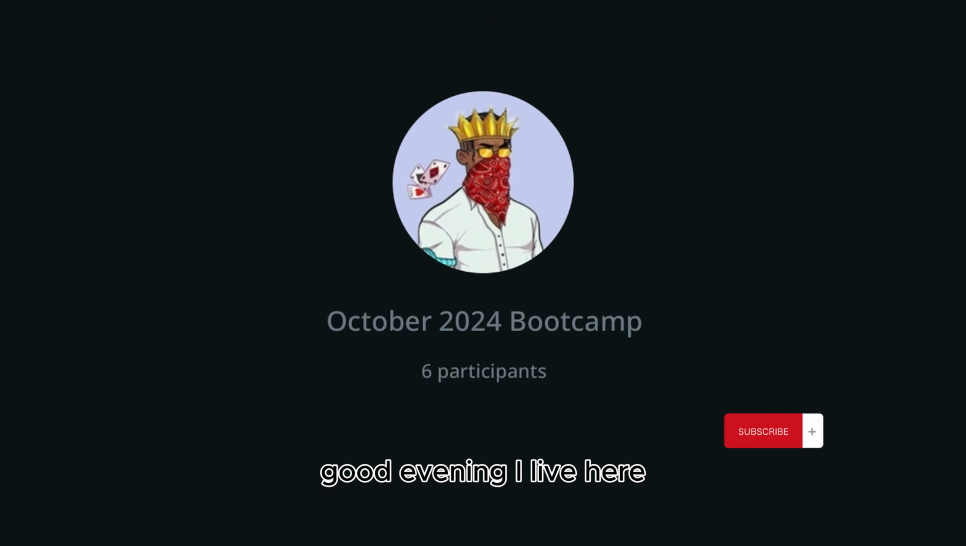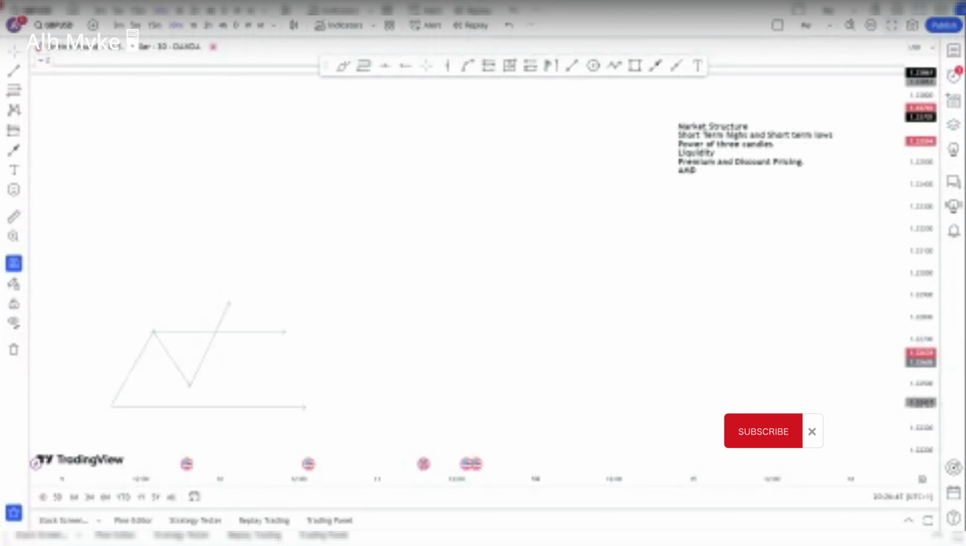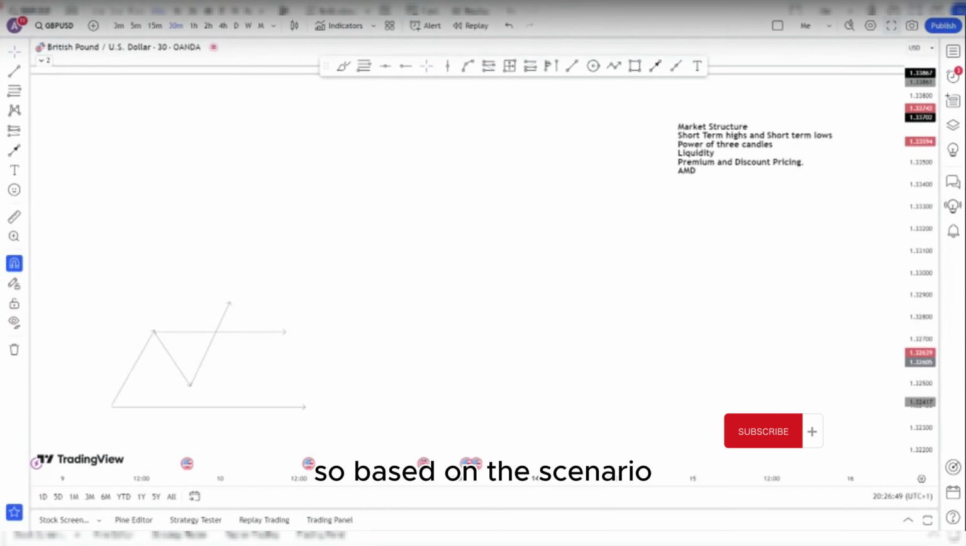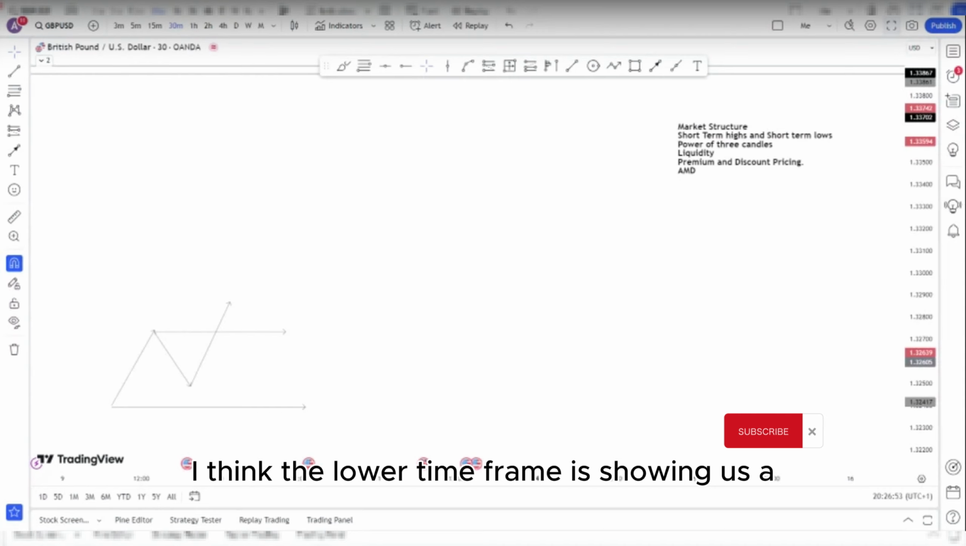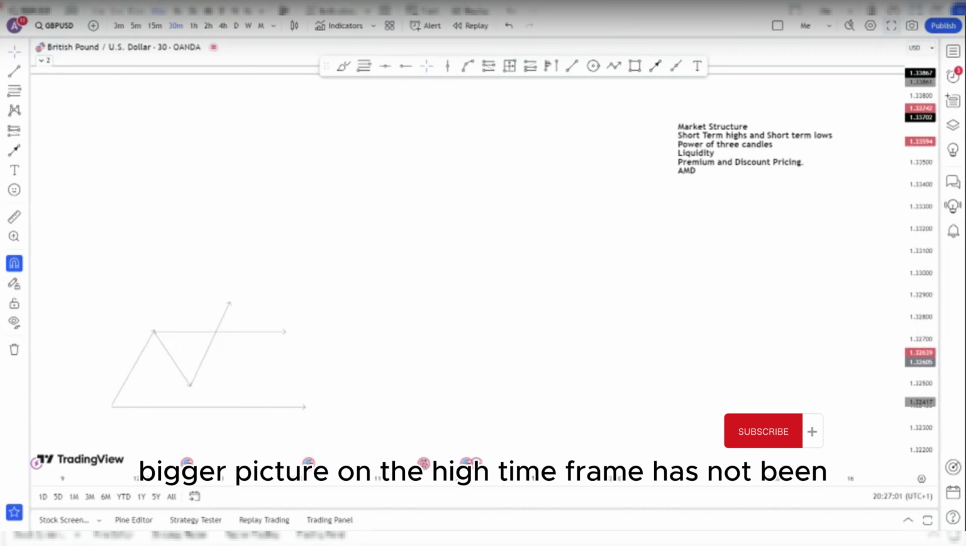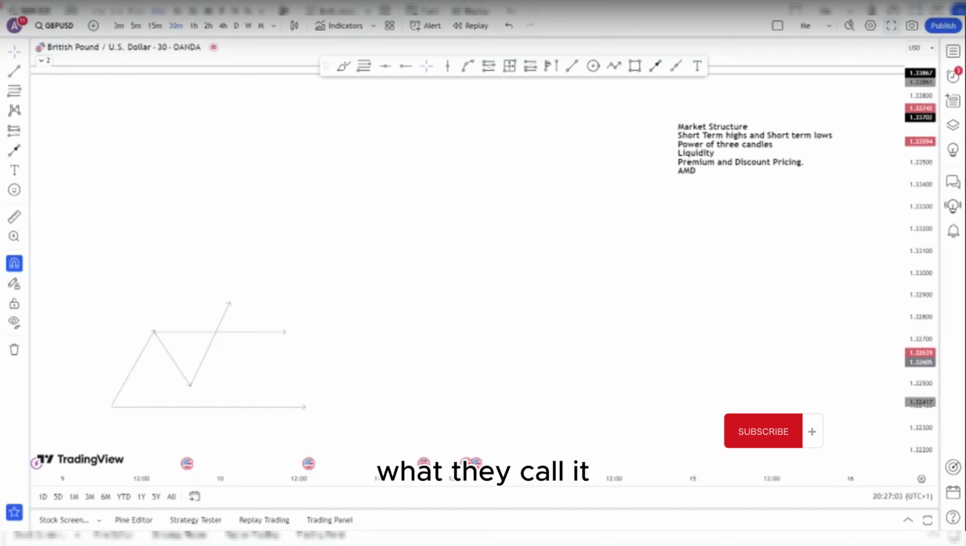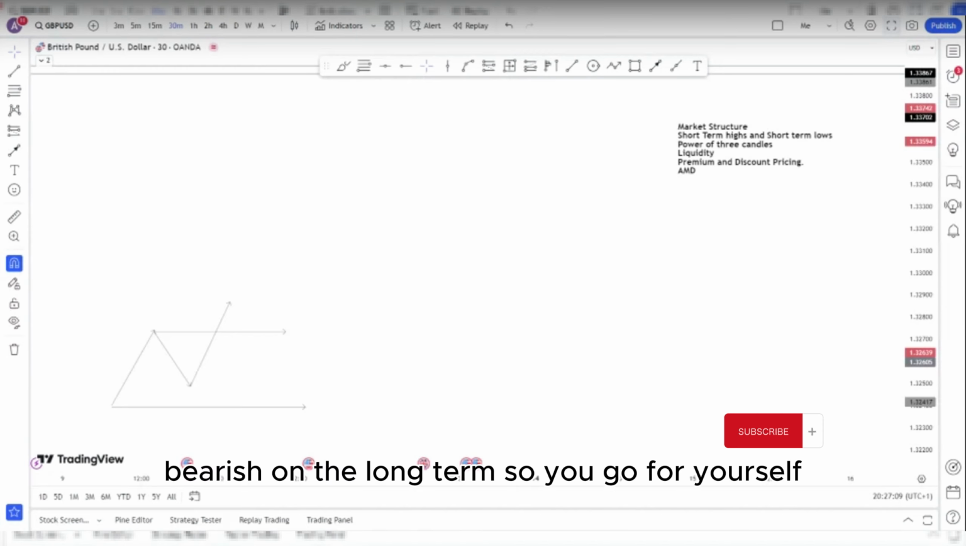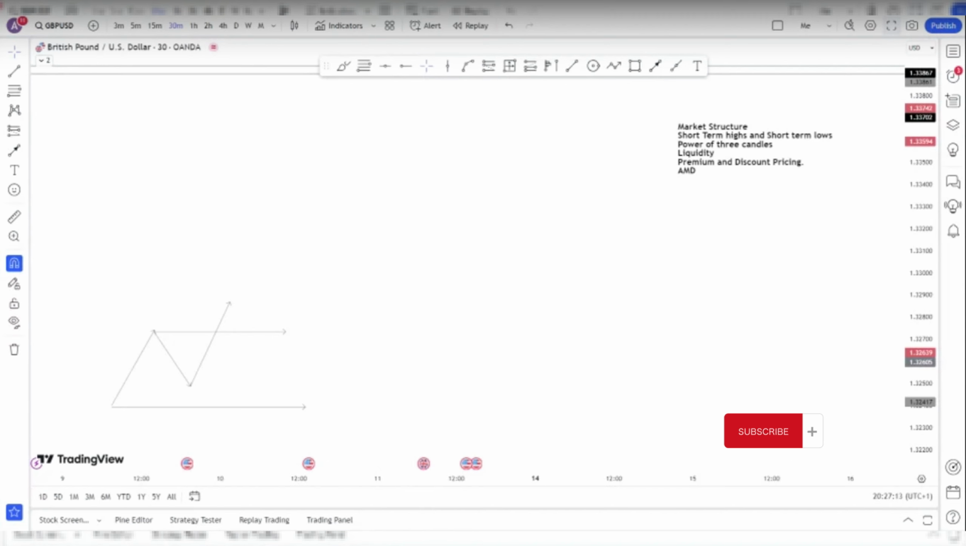Good evening, Aliu here. So, based on the scenario, I think the lower time frame is showing us in real time what is happening, but the bigger picture on the higher time frame has not been, how do I call it, it's going to be bearish on the long term. So you go for a sell.